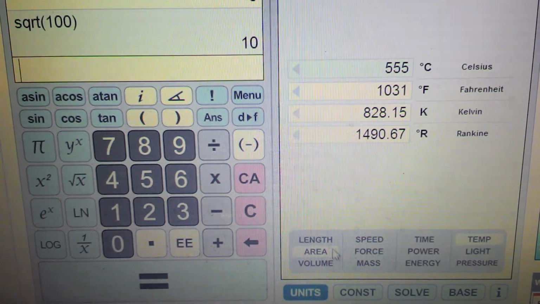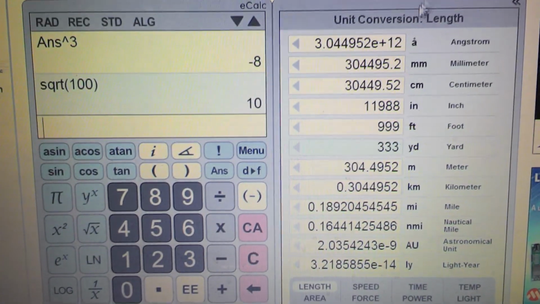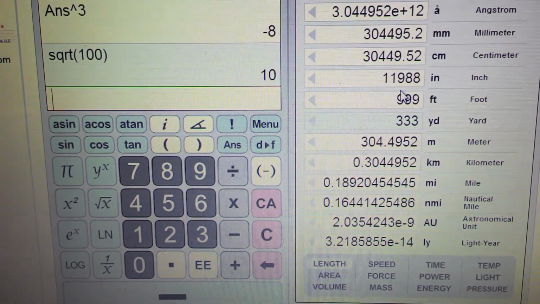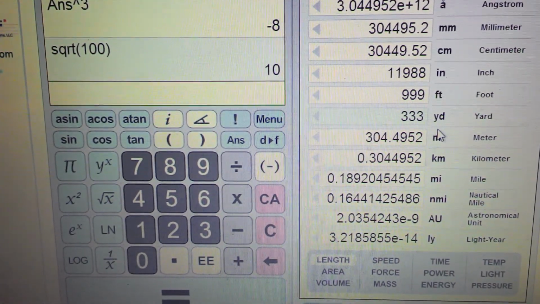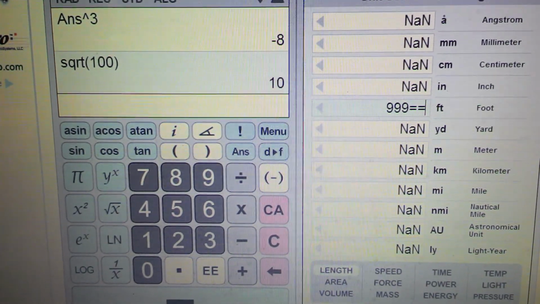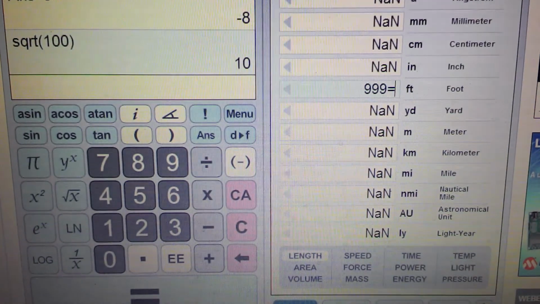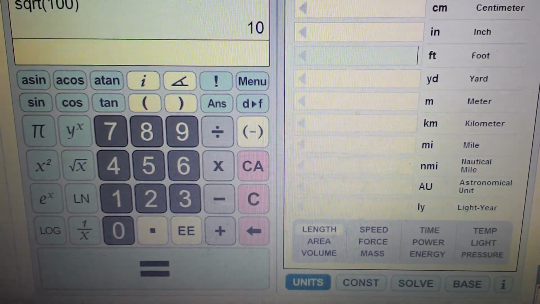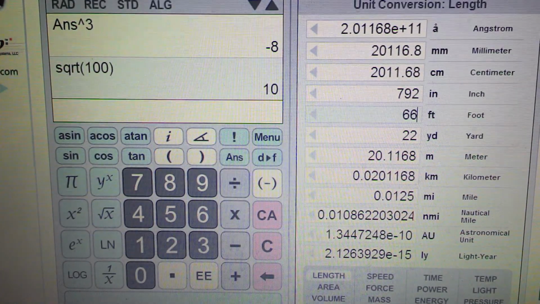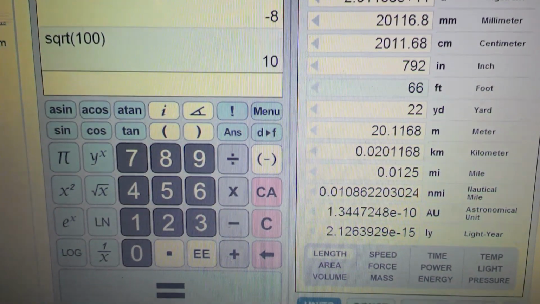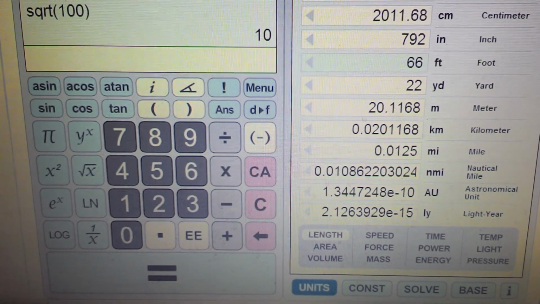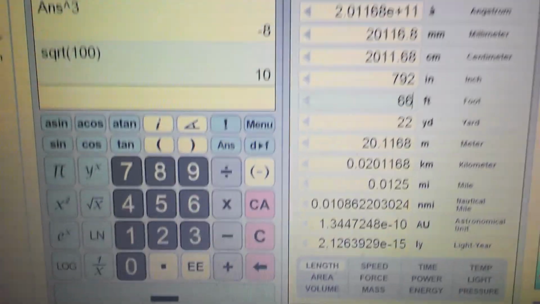We could do the same thing with length. For example, 999 feet is equivalent to 11,988 inches. So whatever we put in, let's say we want to change this right quick, and let's say we want to put in 66 feet. We can see all its equivalents in angstrom, millimeters, centimeters, inches, feet, yards, meters, kilometers, miles, nautical miles, and so forth.